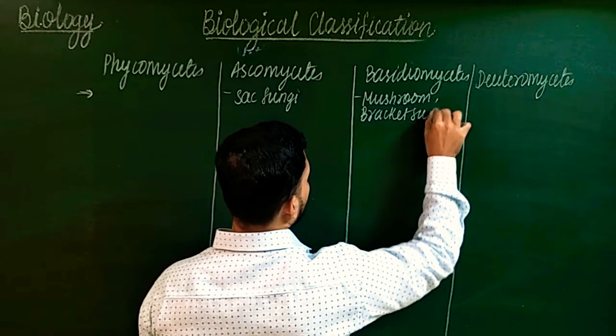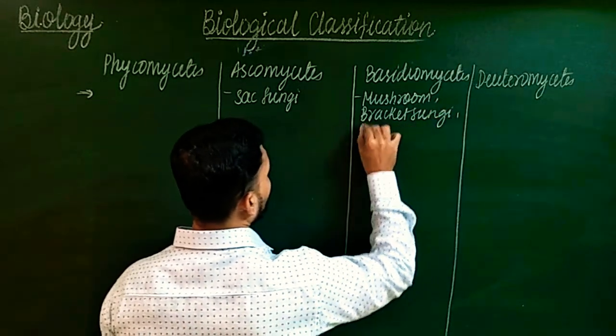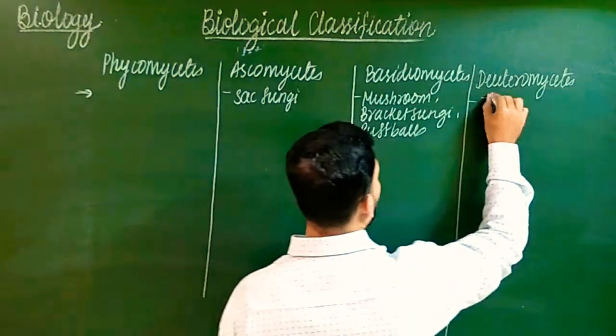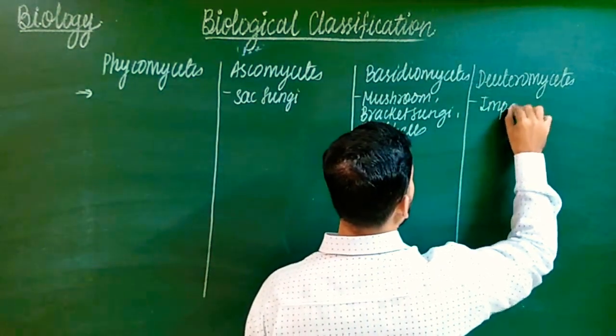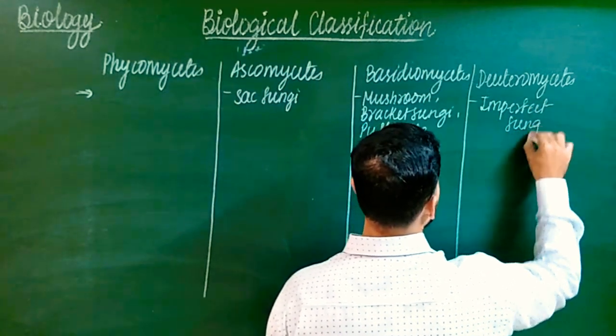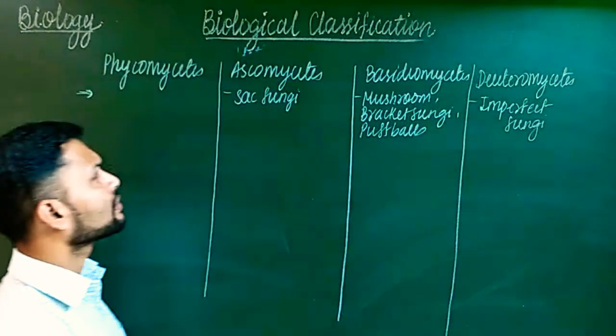We call them as puff balls. And this last one, they are called as imperfect fungi. Okay, so these are the names.